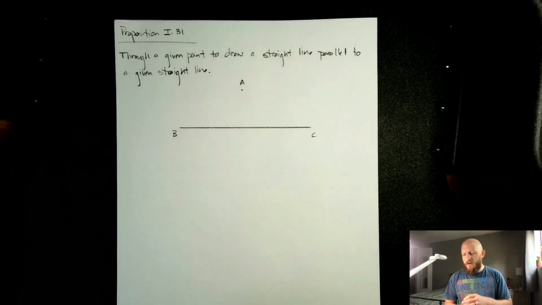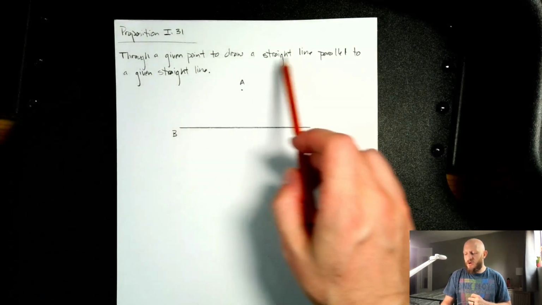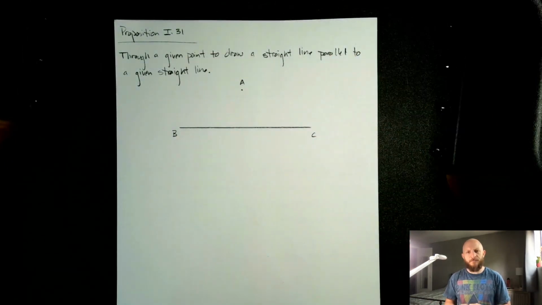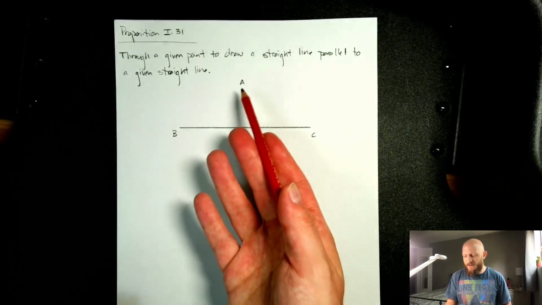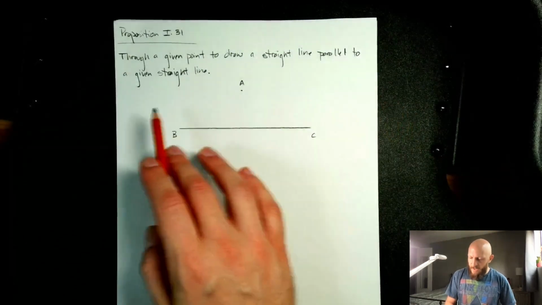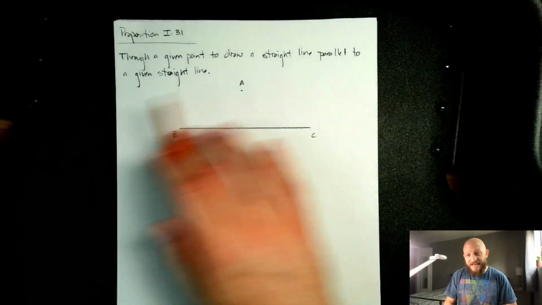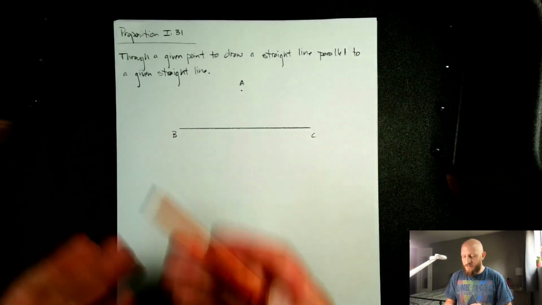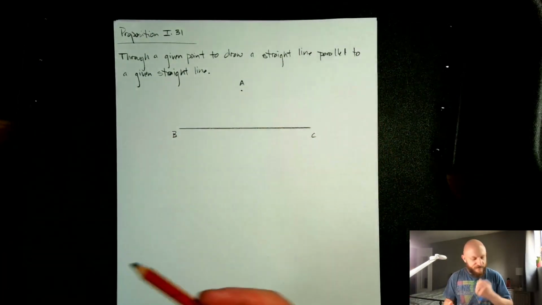All right, Prop 31 is another construction proof. So what we want to do, the goal, is through a given point to draw a straight line parallel to a given straight line. So we have our straight line BC, we have our point A that is not on BC, and we want to draw the, as we know it today, the unique parallel line that passes through A and is parallel to BC.